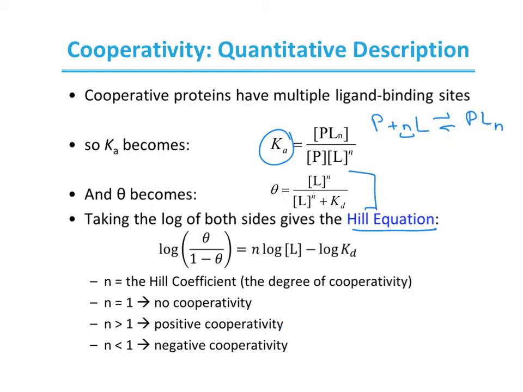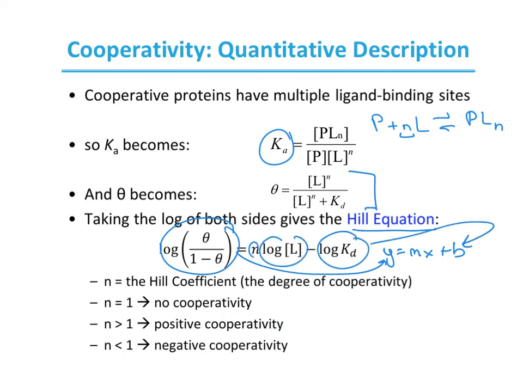Now we can take the log of both sides, which gives us the Hill equation, which is in the form of an equation for a line, y equals mx plus b. So here this would be y, this would be b, this would be x, and then the n value would be the slope, which is called the Hill coefficient. So if n is equal to 1, there is no cooperativity. If it's greater than 1, there's positive cooperativity, and if it's less than 1, there's negative cooperativity.